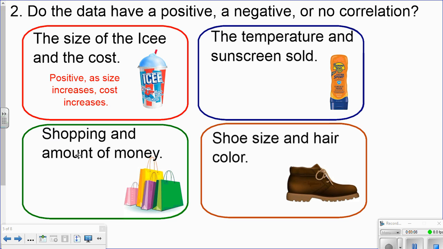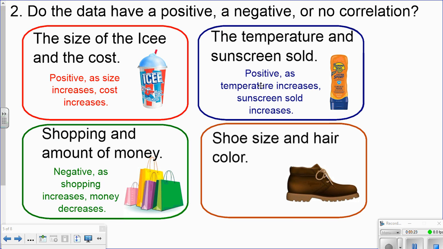Shopping and the amount of money. So this is a negative relationship because the more you shop, your shopping increases, your money decreases because you spend it shopping. The temperature and sunscreen sold. So this is a positive because as the temperatures increase, the sunscreen sold also increases.